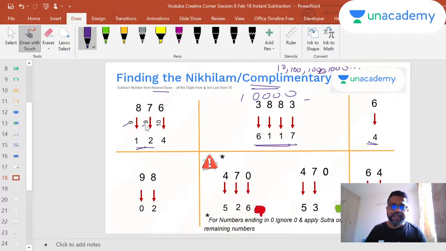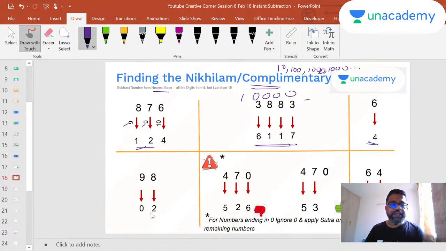So I said all from 9 and last from 10. This is one very important sutra in Vedic Maths, so remember this. As you absorb it, you will get familiar, and next time when you see problems, especially subtraction, you'll find how useful the sutra is. And we'll get more. We're just getting started here.